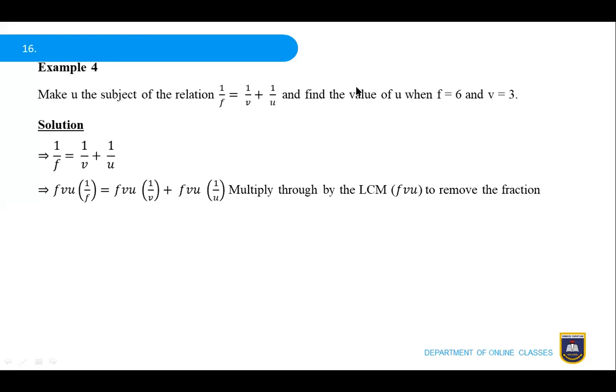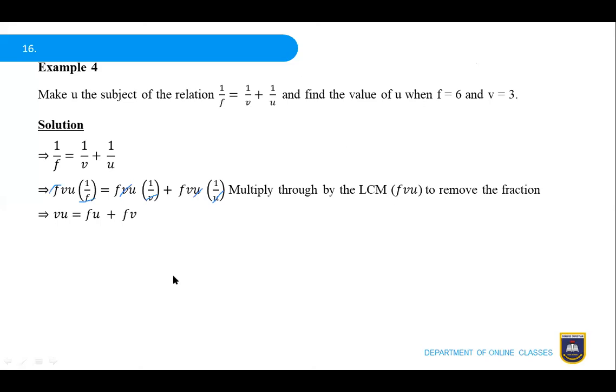If you continue, the F here will cancel the F here. The V here will also cancel the V here. The U in this fraction will also cancel the U in this fraction. So here we are left with VU times 1, which gives us VU. That is equal to FU times 1, which gives us FU, plus FV times 1, which gives us FV. That is by removing the bracket.